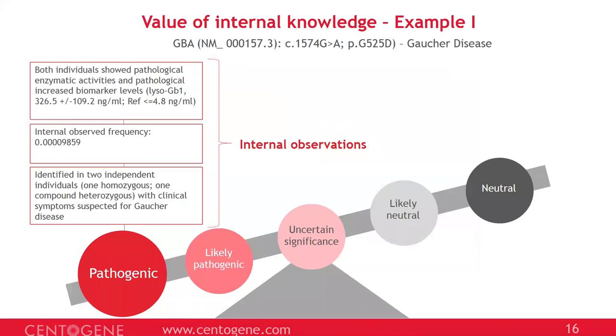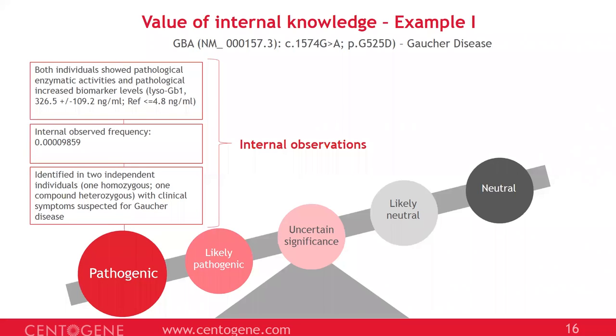The final biological evidence which was used to reclassify the variant as pathogenic was coming from the biomarker analysis. We checked the enzymatic levels, and the activity was within the pathological range. Sorry, and the biomarker levels were found to be within the pathological range. You see here the reference of this biomarker. The internally observed frequency was as well rare, so we reclassified it as pathogenic.